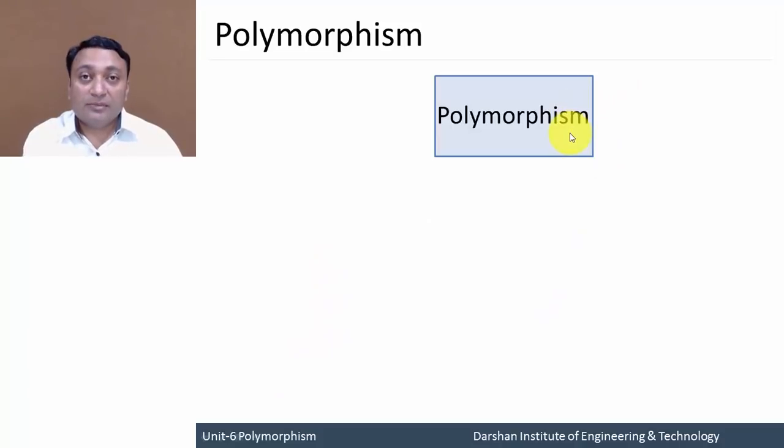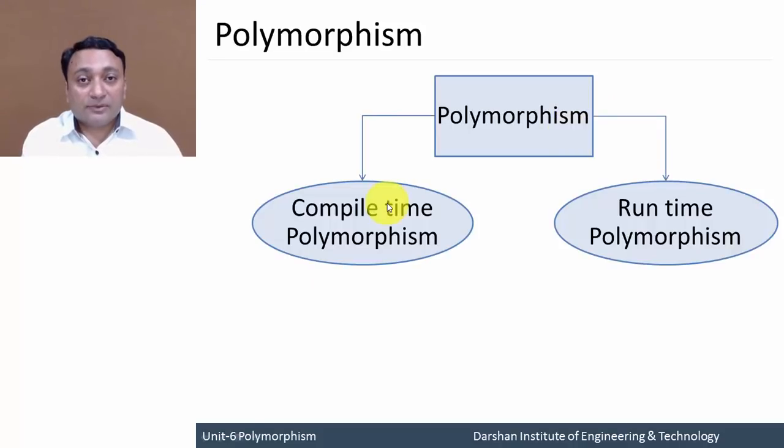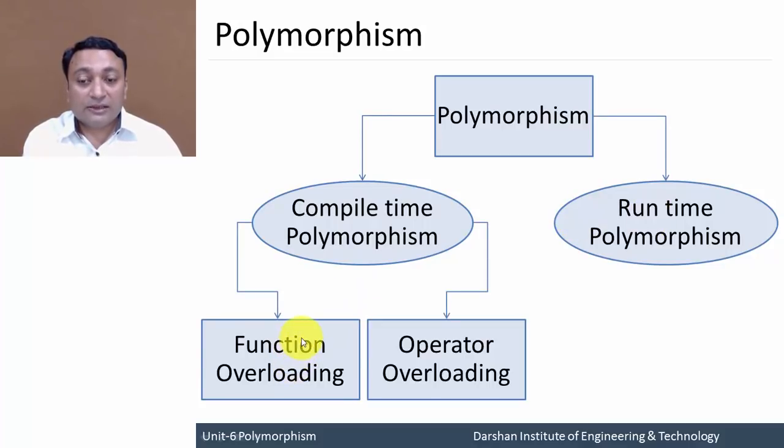Polymorphism means one name and many forms. So there are two types of polymorphism, compile time and runtime. In compile time we already learned function overloading, in which functions hold the same name but have different definitions. And operator overloading, in which one operator can be used to perform more than one task.